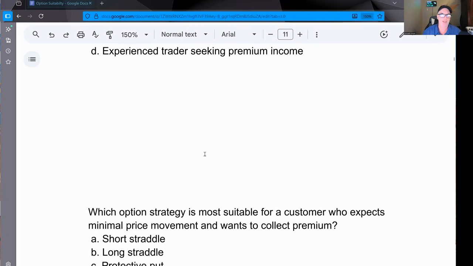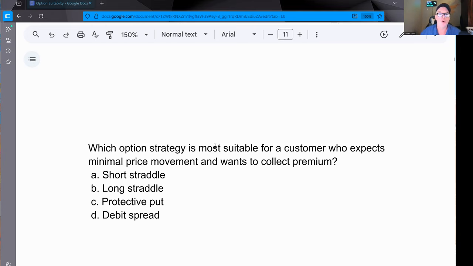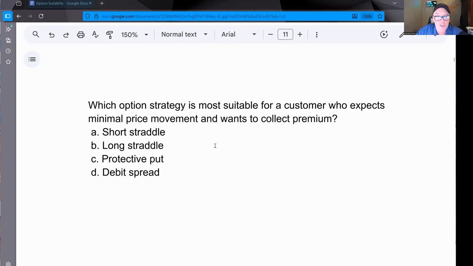Because remember, it's always about the characteristics of the option. Which strategy is most suitable for customers who expect minimal price movement and want to collect premium? Again, short straddle, stability, boom. A. I'm not going through the whole thing. This is a quick thing to get you. You don't want to waste a lot of time with this.